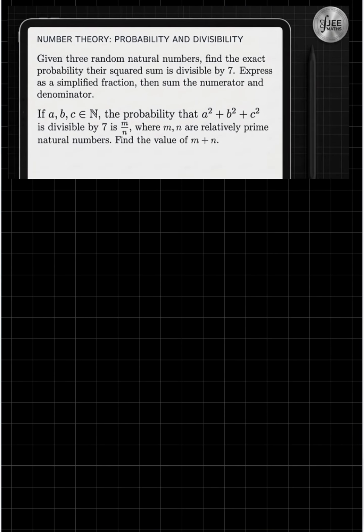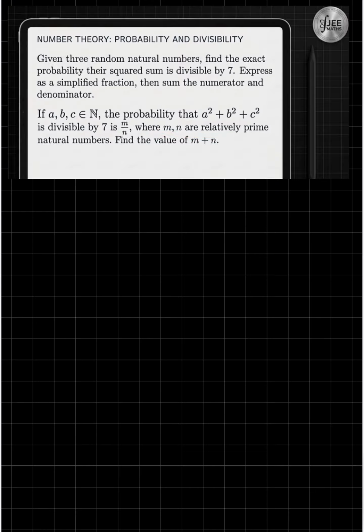Okay, so in this problem they're asking: if a, b, c are natural numbers, then the probability that a square plus b square plus c square is divisible by 7 is m by n. Then they are asking the value of m plus n, where m and n are relatively prime numbers.